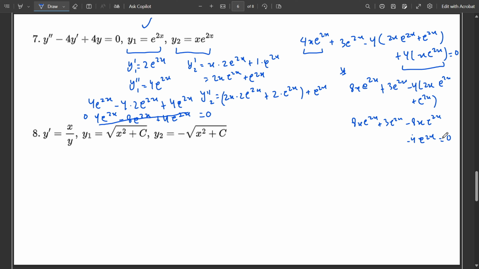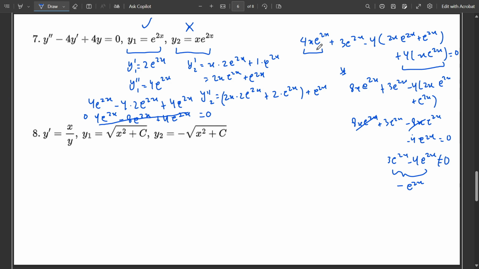Does that equal 0? We see here this and this cancel out, but 3e to the 2x minus 4e to the 2x is not equal to 0. This is equal to negative e to the 2x. So this is not a solution to the differential equation. Wait, let me check.